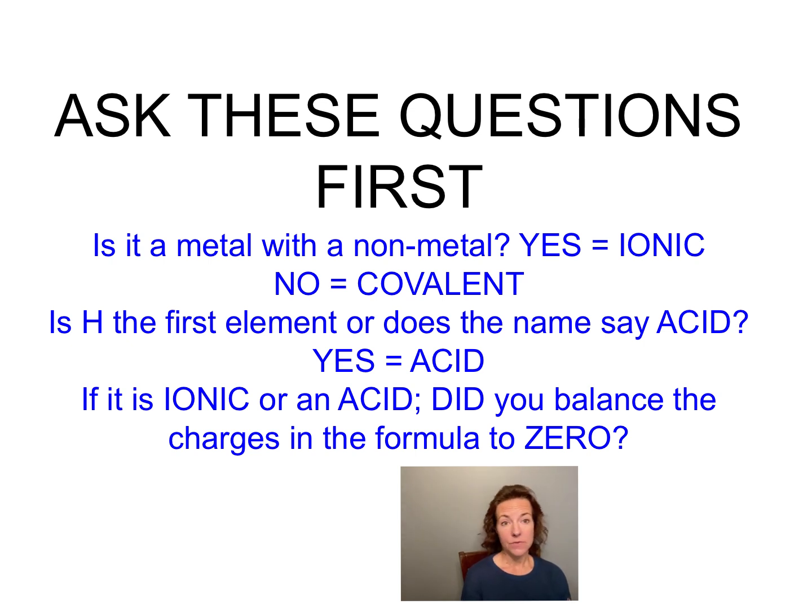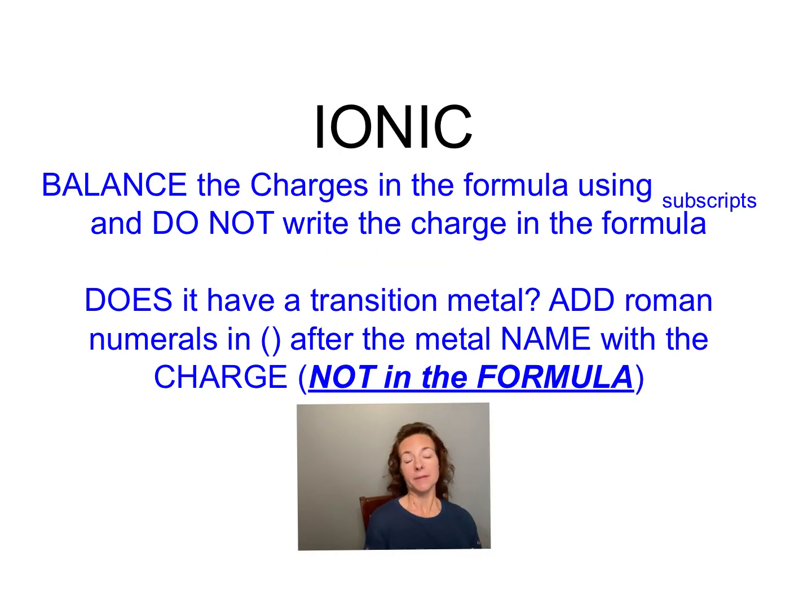Acids are ionic. So if it's ionic or an acid, we need to make sure that the charges are overall zero. So if it's ionic, we're going to make sure to balance the charges. We use subscripts. We do not write the charge in the formula. We use the charge to figure out what the formula is going to be. If it has a transition metal, then we're going to use Roman numerals in the name. We're going to put parentheses and we're going to put in Roman numerals the charge of the metal. We do not write Roman numerals in a formula, only when we're giving the name.